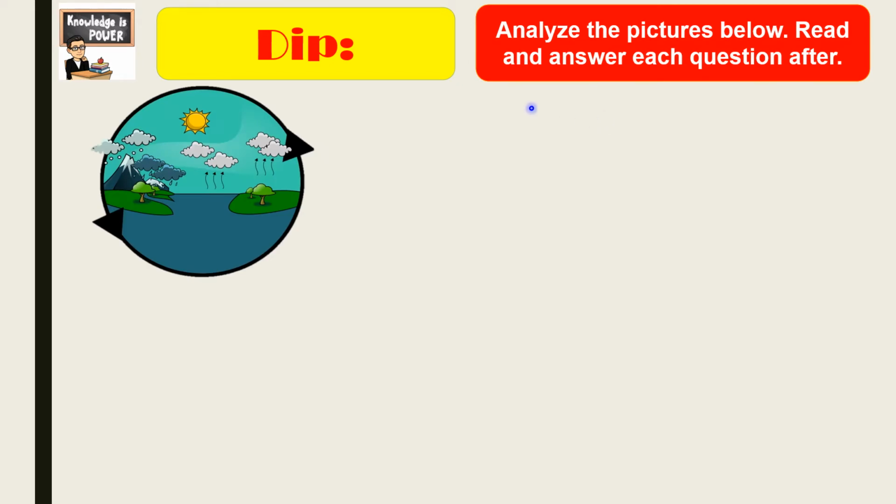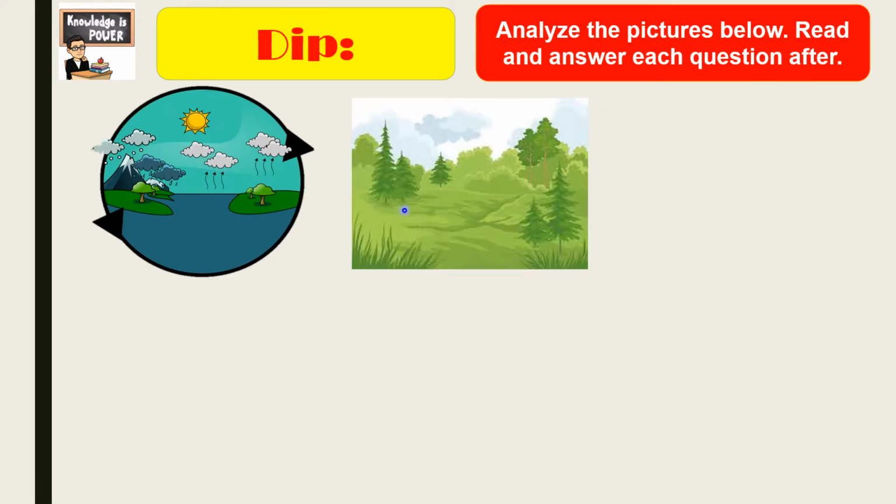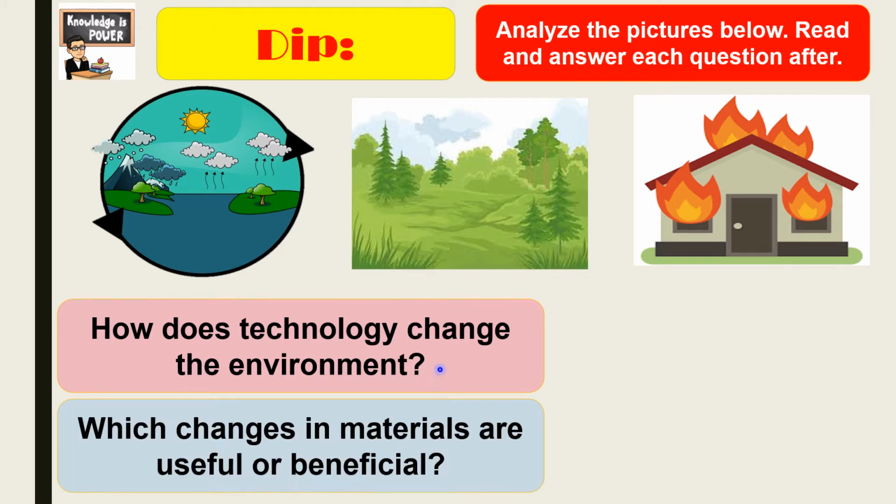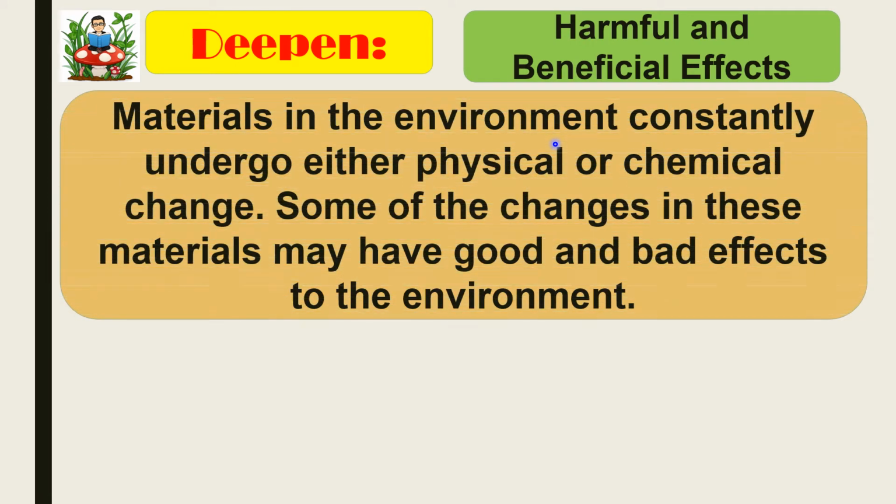Now, analyze the picture below. How does technology change the environment? Which changes in materials are useful or beneficial? So here in our topic, materials in every environment constantly undergo either physical or chemical change. Some of the changes in these materials may have good or bad effects on the environment. So there are pros and cons for these changes.